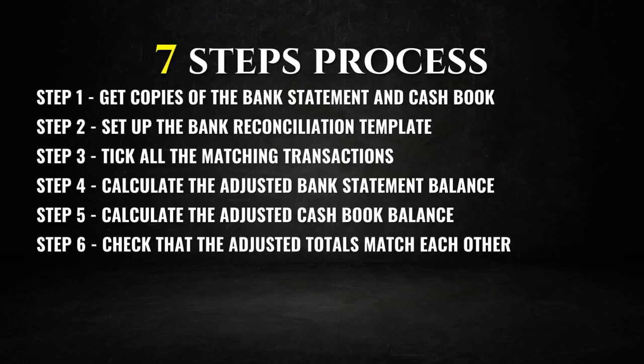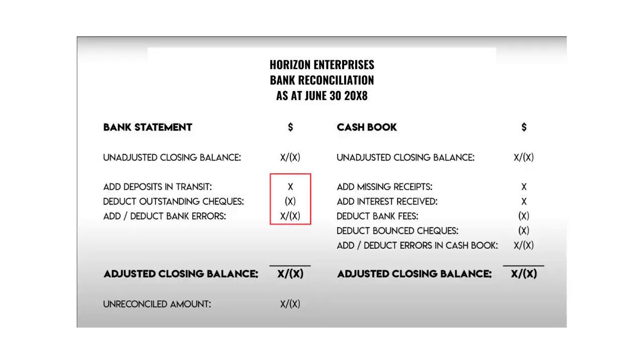Step 6. Check that the adjusted totals match each other. This step is like a grand finale where we bring everything together. We need to make sure that the adjusted bank statement balance matches the adjusted cash book balance perfectly. If they don't match, we'll have to go back and retrace our steps to find any errors or missed adjustments. But fear not, with our attention to detail, we'll make sure everything lines up perfectly.